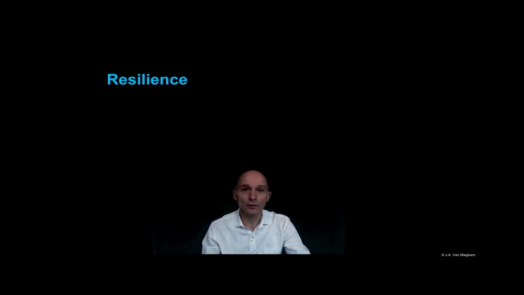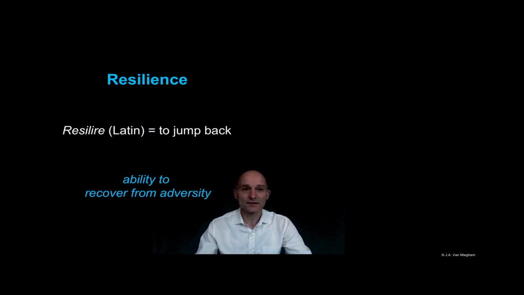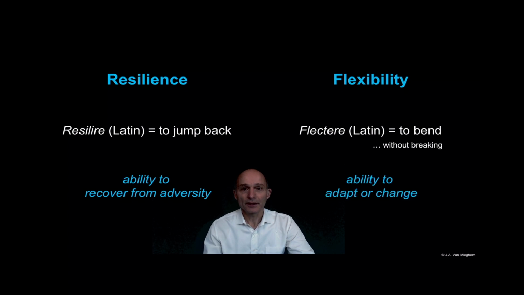I always like to know where words come from. So resilience actually comes from the Latin word resilire, which means to jump back. Resilience thus refers to the ability to recover from adversity. Flexibility, on the other hand, also comes from the Latin word flectere, which means to bend. And I think it's fair that we may add bending without breaking. Therefore, flexibility refers to the ability to adapt, to change.